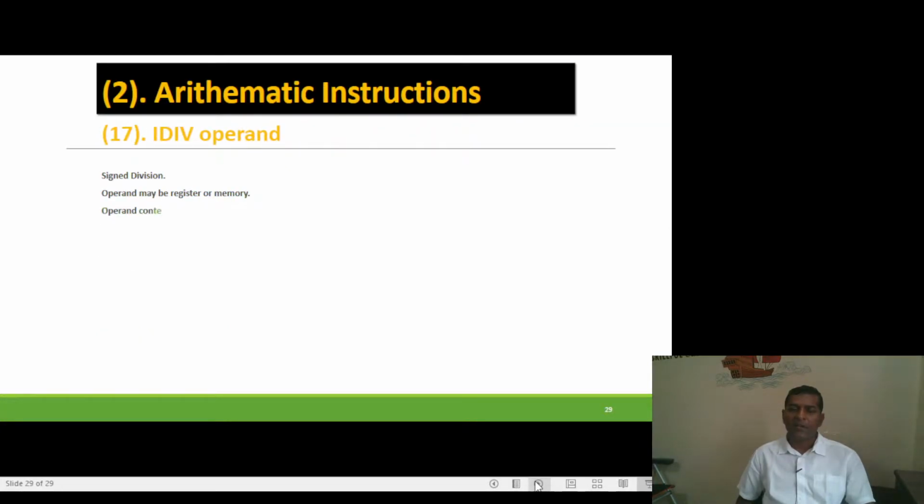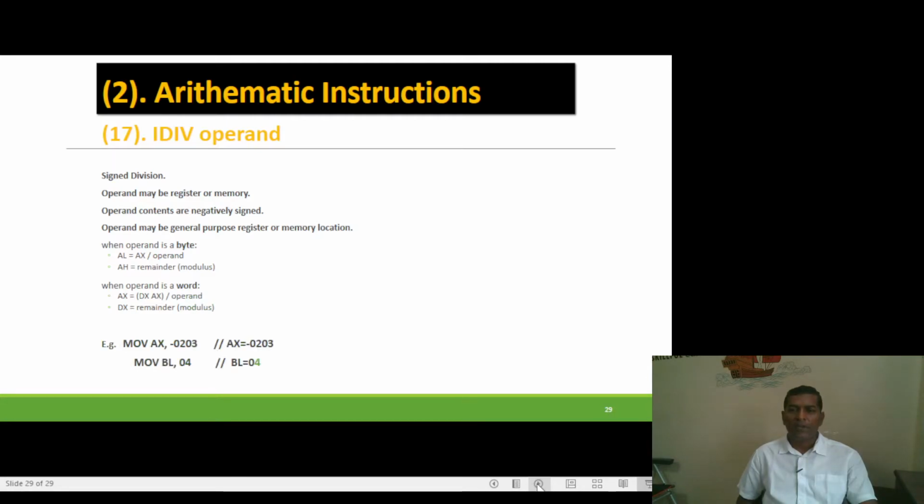Now the signed division. After unsigned division, we have another instruction, IDIV operand. In the signed division, the operand may be a register or memory. Operand contents are negatively signed. Operand may be a general purpose register or memory location. When the operand is a byte, then AL is equal to AX divided by the operand, and AH is the remainder where we store it.